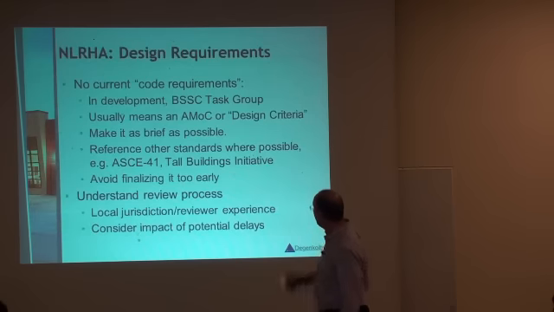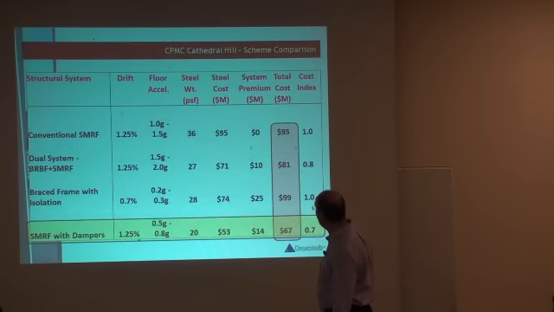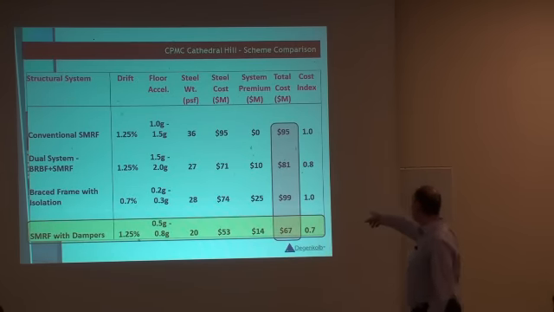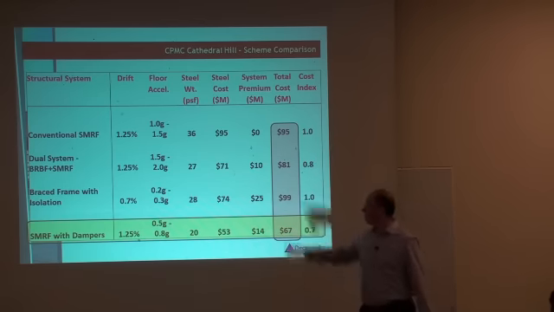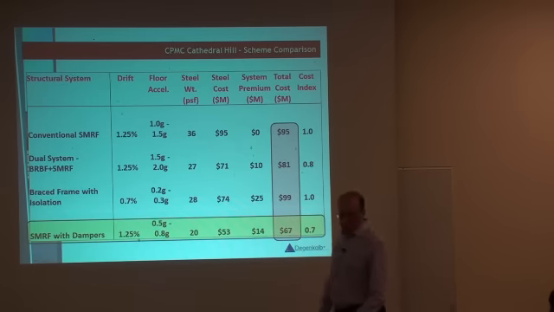And you can see it allowed us to significantly reduce the cost of the system. So 95 million for a conventional system and 67 million for this system. And you see a couple of different systems also that we studied.